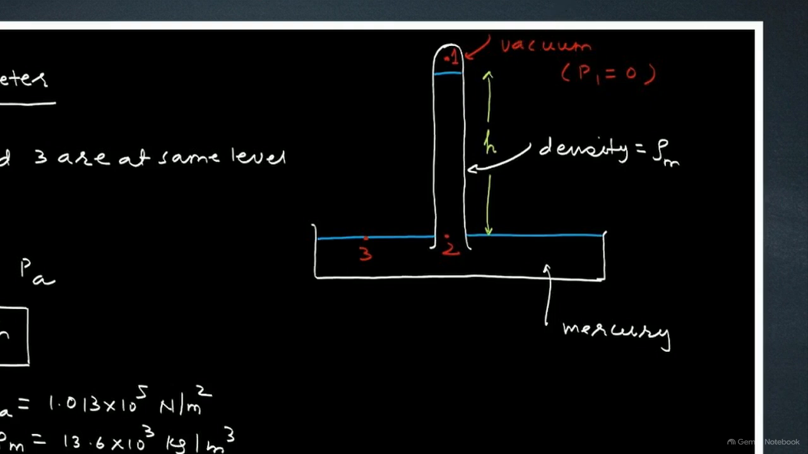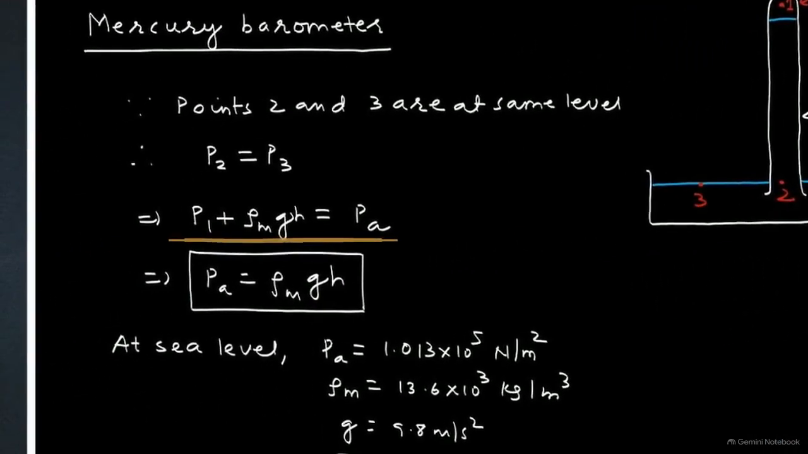The pressure exerted by that column is defined by the hydrostatic equation: the fluid's density, ρm, multiplied by gravity, g, and the height of the column, h. By setting the pressure at point 3 equal to point 2, we find that atmospheric pressure equals the density of mercury times gravity times height.